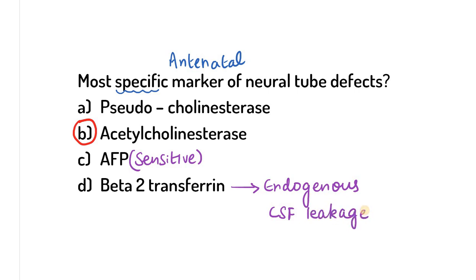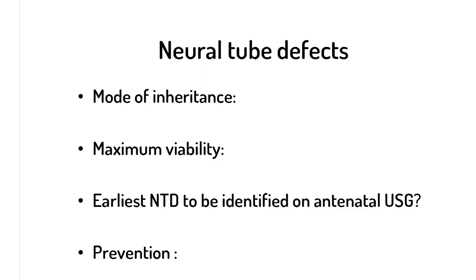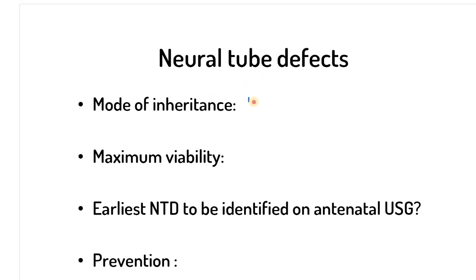So that's about this particular question. Some further questions which are possible in neural tube defect. What is the mode of inheritance of neural tube defect? Your answer should be, it is not just autosomal dominant or recessive, it is multifactorial. It is multifactorial inheritance.